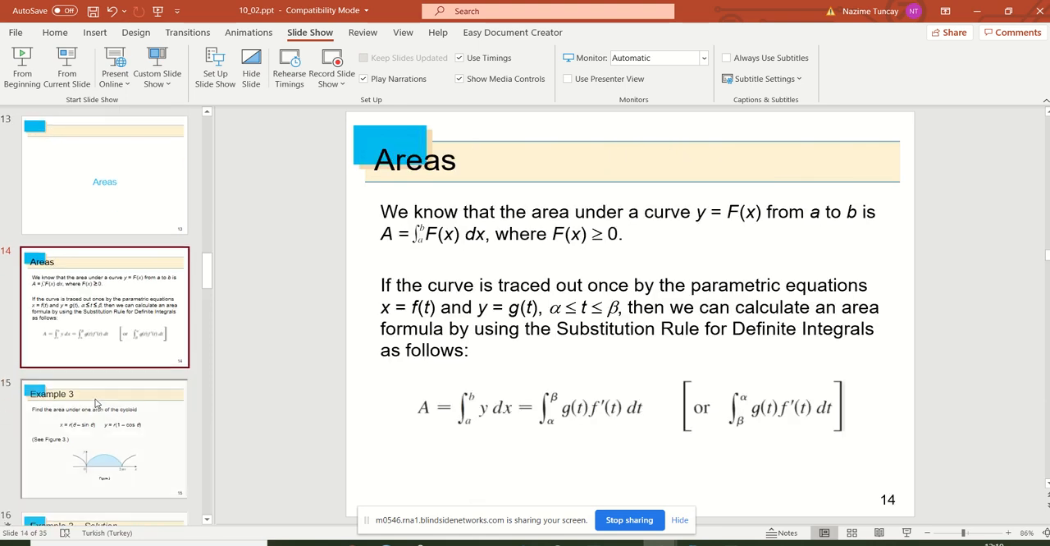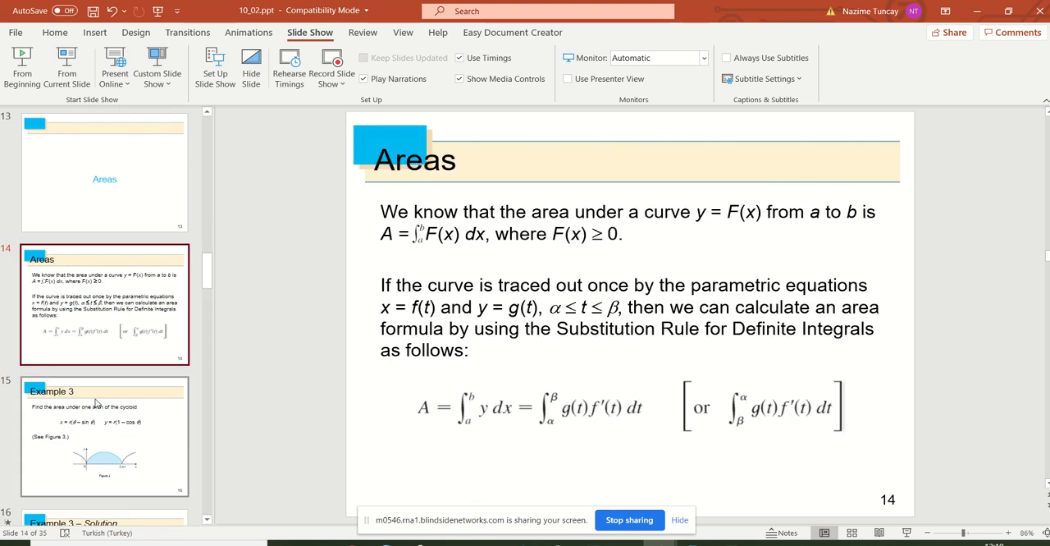Okay, so we are seeing areas now. We know that the area under a curve y equals f(x) from a to b is this. This is the area under the curve, where f is bigger than or equal to 0. You can see it here. So these are the intervals, and this is the a and b boundaries here.